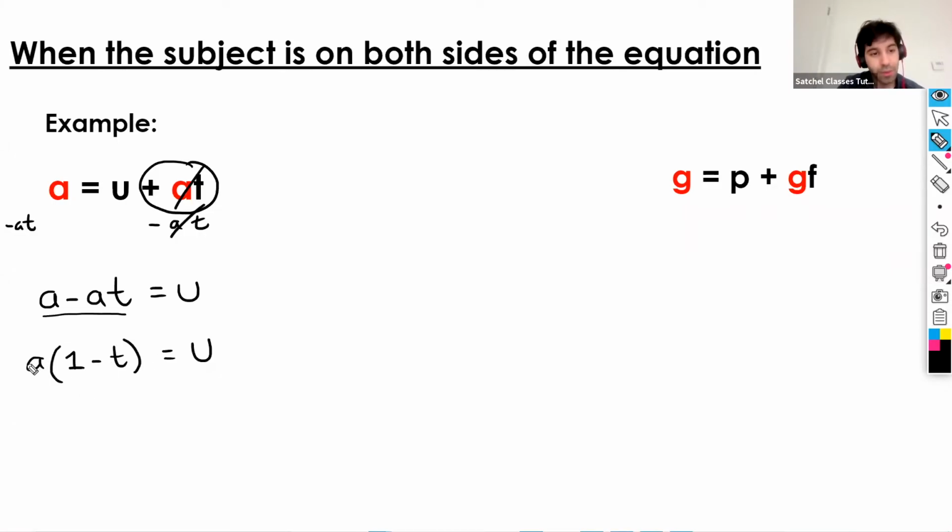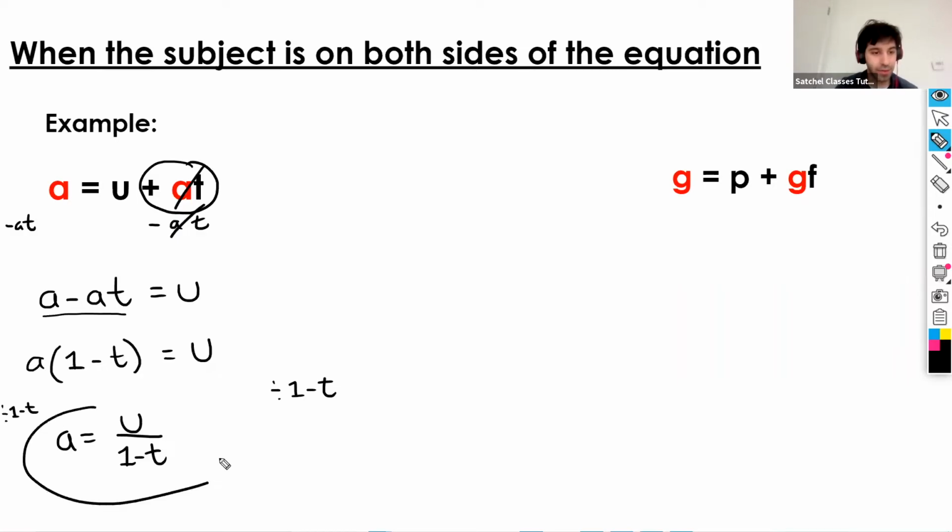Because we are multiplying A by 1 minus t, we can divide both sides by 1 minus t to isolate A. So what that becomes is A is equal to U over 1 minus t. And this is our final answer. So the tricky part here is that we have to factorize this expression and bring all the A terms to one side.